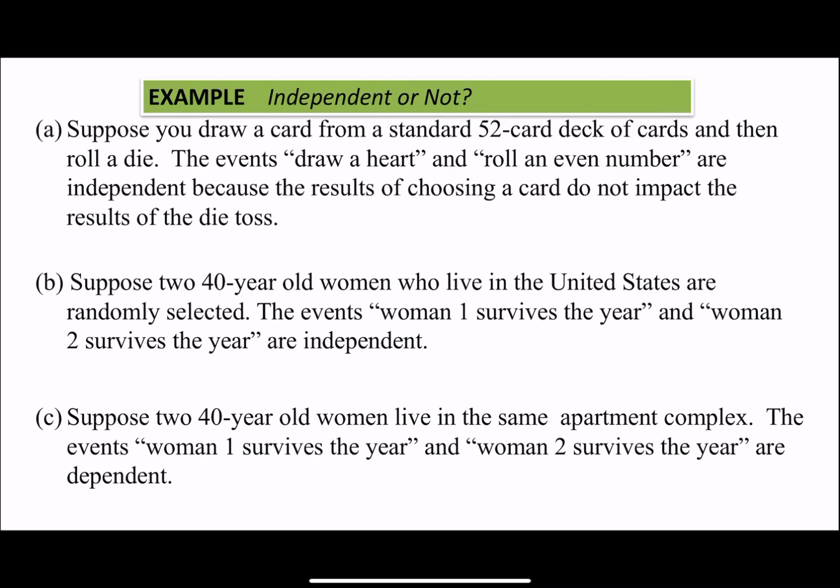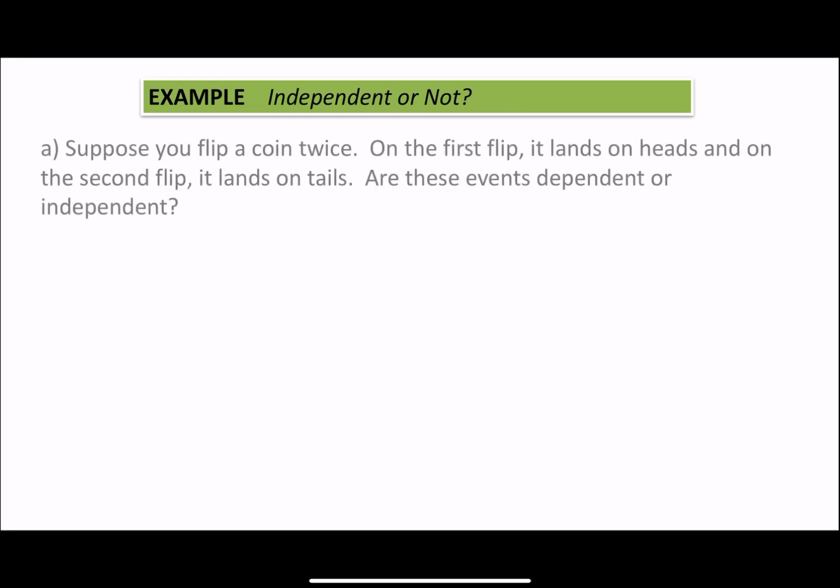So I want you to try each of the following and see if you get them right. So here are some examples. Suppose you flip a coin twice. On the first flip, it lands on heads, and on the second flip, it lands on tails. Are these events dependent or independent? If you said they were independent, you were absolutely correct.